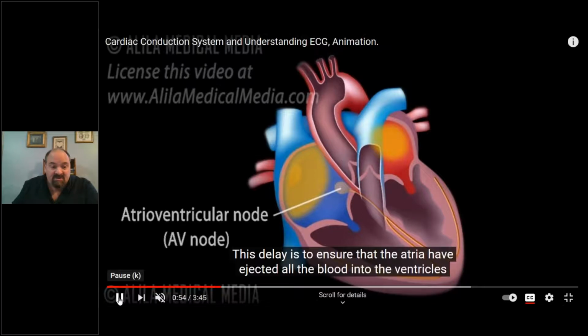And what was mentioned there also is that the SA node is the pacemaker of the heart. The AV node allows for a little bit of a pause, so that we can ensure that all the atria have ejected all the blood into the ventricles. Very important. So let's take a look.